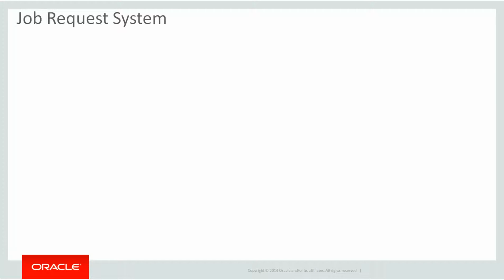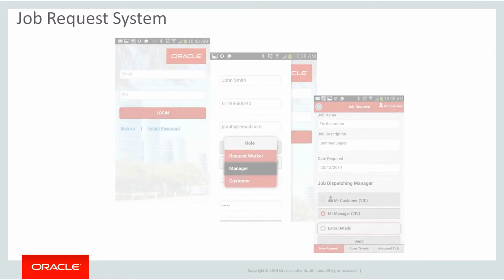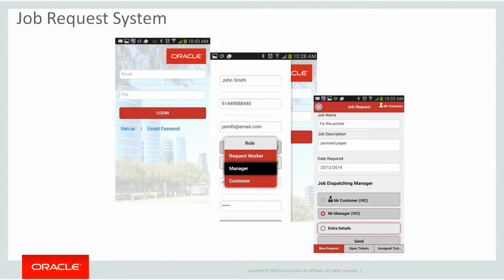For the purpose of this demonstration, I decided to build a job request system that allows me to simulate a SOAP-based service-oriented architecture, then expose that functionality as REST APIs, and finally consume those APIs building a generic mobile application.